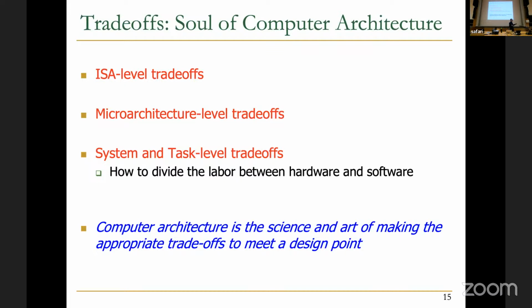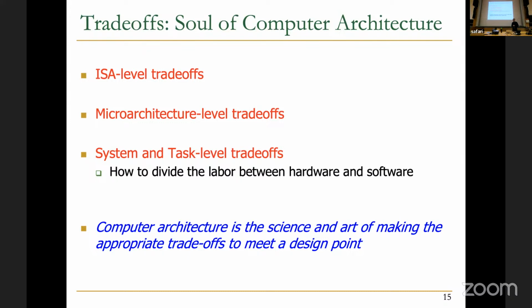Because you're really designing an entire system to accelerate a particular, let's say, class of applications. And you really need to make all of these trade-offs appropriately in order to be successful. Again, we've seen some of these trade-offs at the ISA level. We're going to talk a lot more about microarchitecture level trade-offs going into the future. And clearly, there are system and task level trade-offs as well.